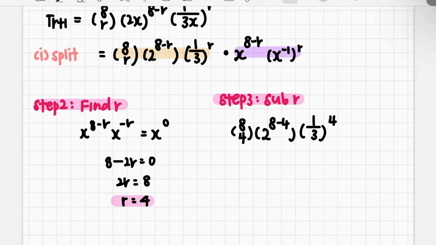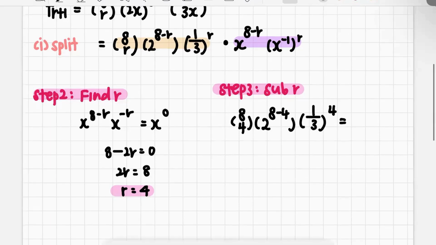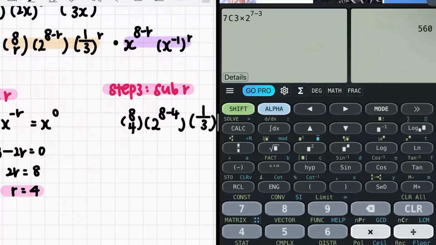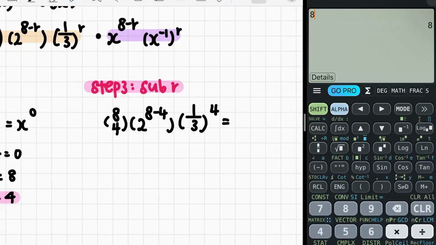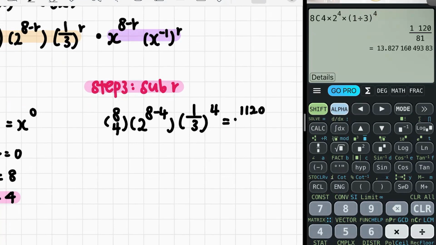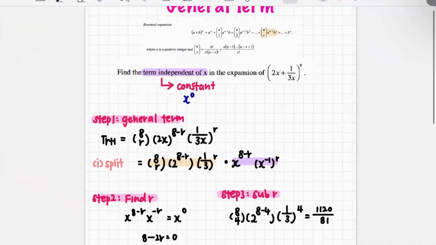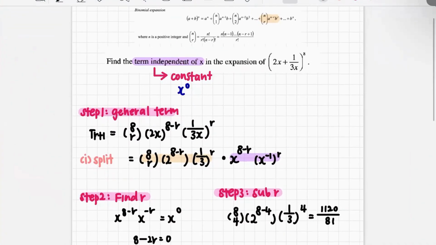Once you split it up into numbers and x, you can see easily. If you don't split, you need to choose which one is x and which one is numbers. So then after that, here will be 8 choose 4, multiplied by 2 to the power 4, then multiplied by 1/3 whole thing to the power 4. It's a very ugly number, right? We don't give three significant figures for binomial. In binomial, we always give fractions because it's considered exact. So 1120 over 81.